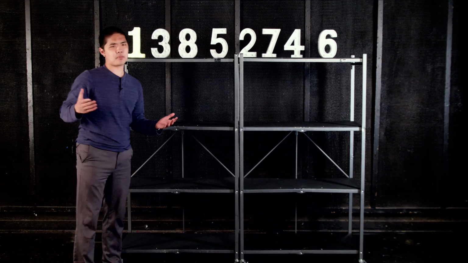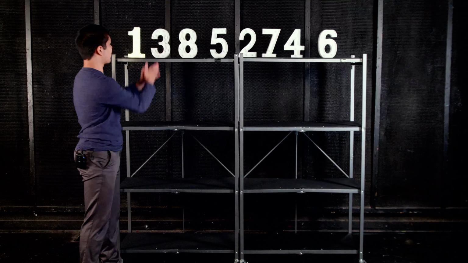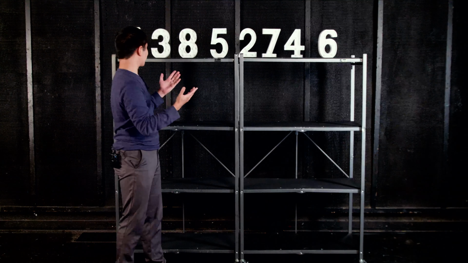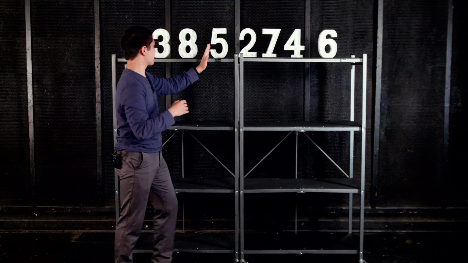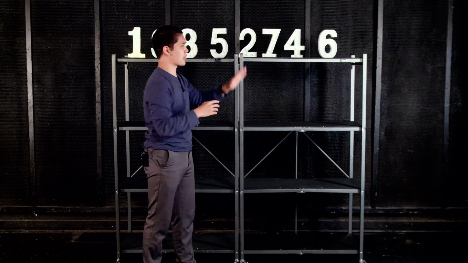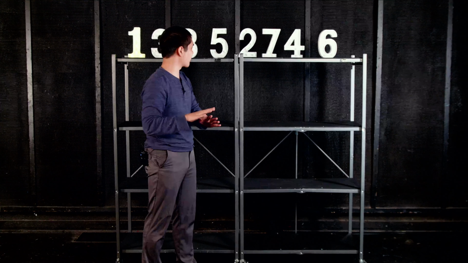Yeah, so I guess I'd repeat the same process. I start with the 3. That's the smallest number I've found so far. And I'd keep looking. The 8 is bigger than the 3. The 5 is bigger than the 3. The 2 is smaller than the 3. So I'll remember that 2. That's the smallest thing I've seen so far.